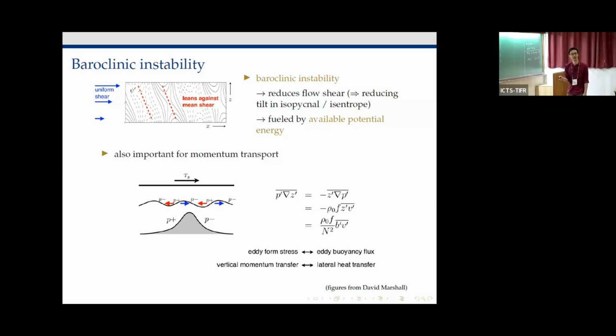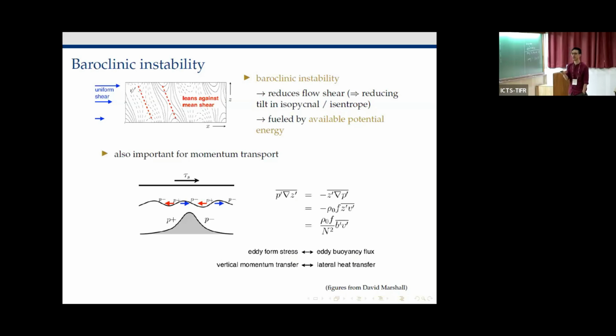So the way you really think about it is that this is a vertical transfer of horizontal momentum. Form stress enables the momentum input by the wind in the ocean to be taken down to the bottom. So it's a vertical transfer of the horizontal momentum.